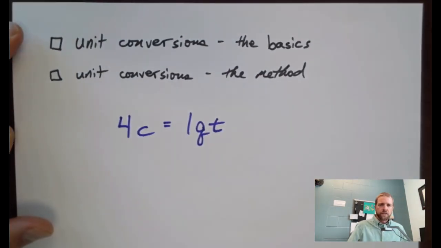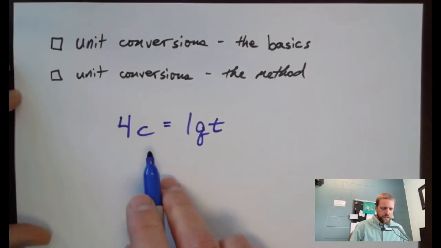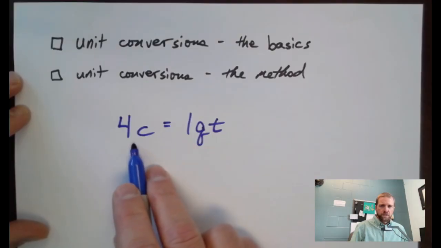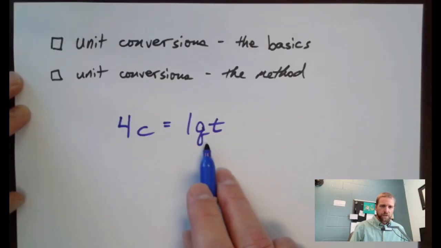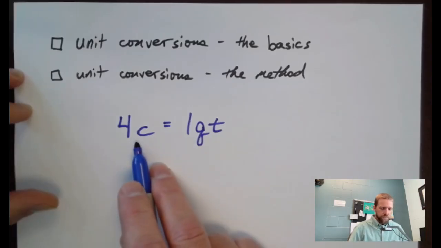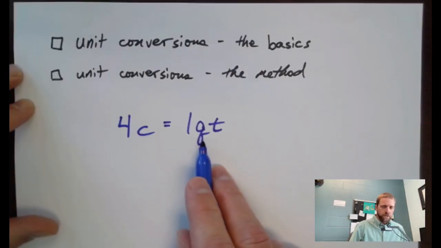Okay, so if we write down this unit conversion, we can see that the equal sign in math just means that what's on the left is equal to what's on the right. Right, so these are the same quantities. So 4 cups is the same as 1 quart.